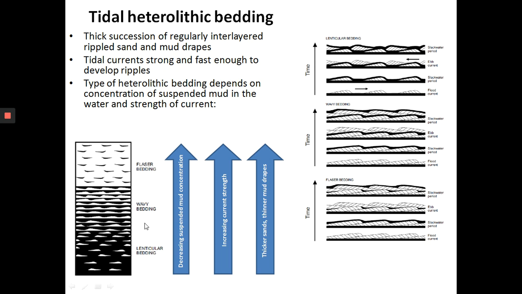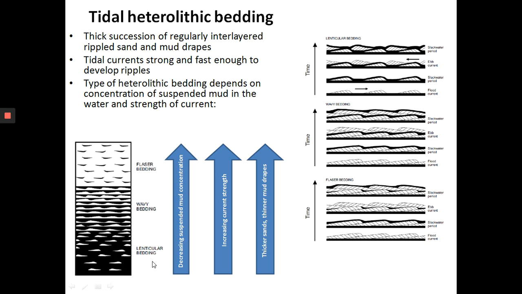If you have lower suspended mud concentration in your water column, you might get wavy beds or really sandy systems where not much mud is in the system. You get flaser beds, and where you have a system where there is no mud, you just get lots of sand with cross beds and cross laminations. So it's not tidal heterolithic. Okay, so it is also controlled by current strength. Yeah? Higher energies, so you tend to get flaser bedding or wavy bedding. Lower energies, you get lenticular bedding.